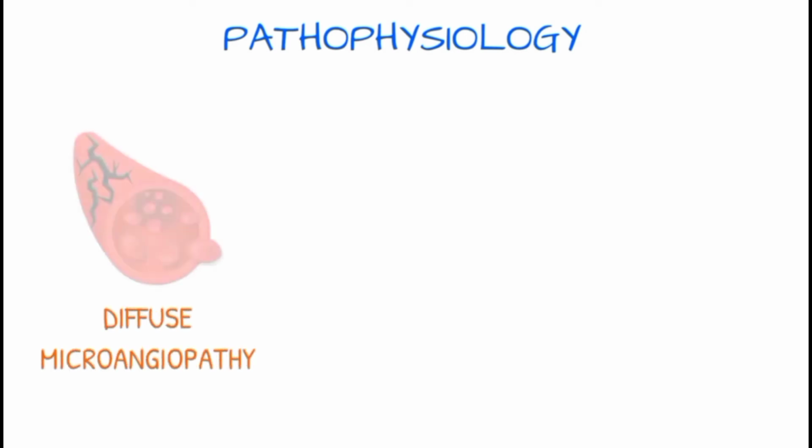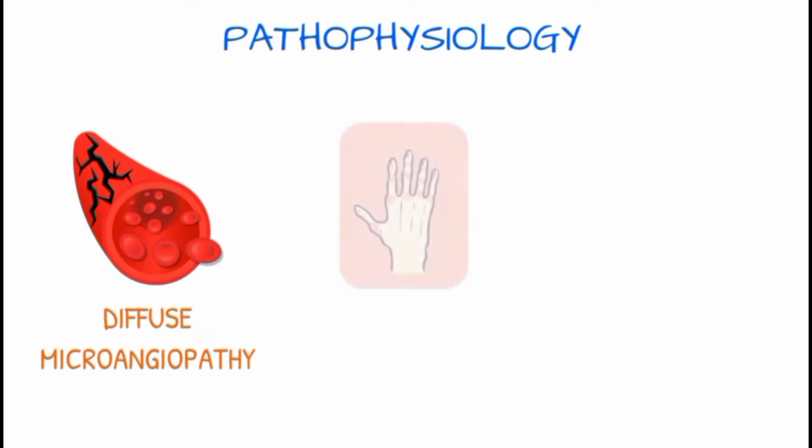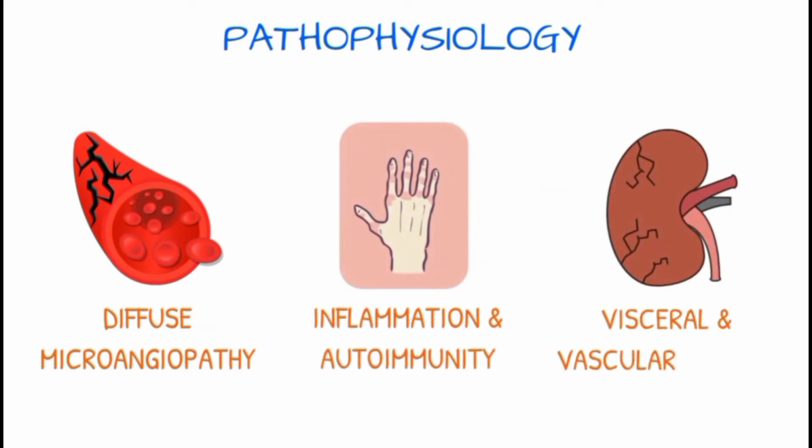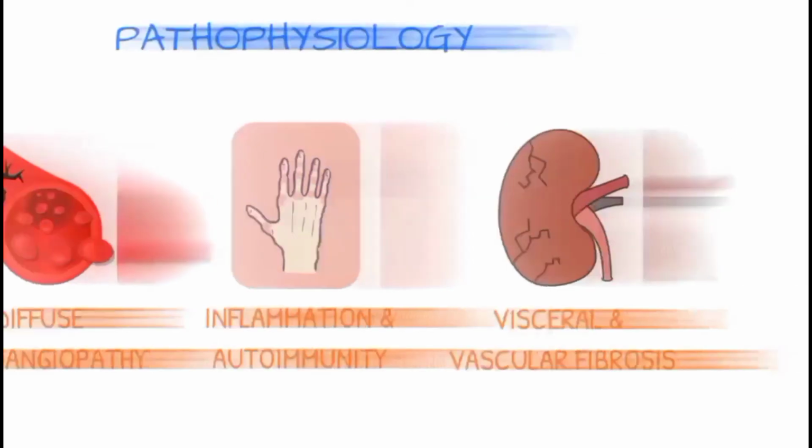The pathophysiology of scleroderma is very complex and involves these three processes. Diffuse microangiopathy, which involves extensive capillary loss and obliteration of small and medium-sized arteries. Inflammation and autoimmunity, and visceral and vascular fibrosis in multiple organs.